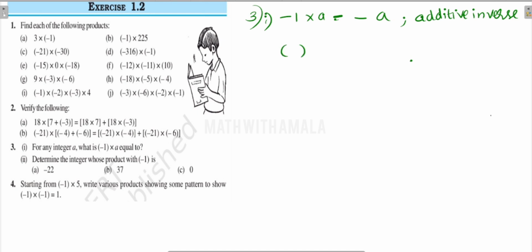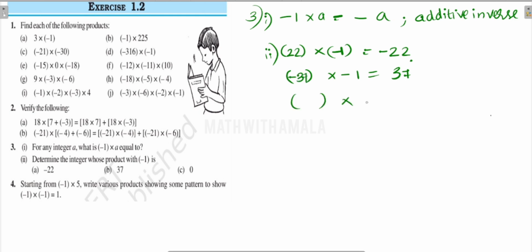The next part of the question is to determine the integer whose product with minus 1 is minus 22. So I have written the format. So it's of course 22 into minus 1 is equal to minus 22. Next, dash into minus 1 is equal to 37. So that will be of course minus 37. Then only minus into minus will be positive 37. Next one, 0. So minus 1 into which number is 0? Of course it is always 0.